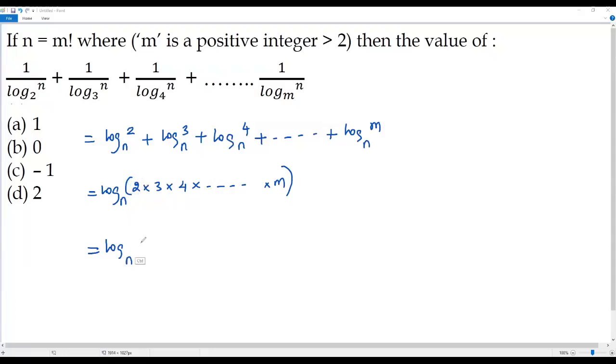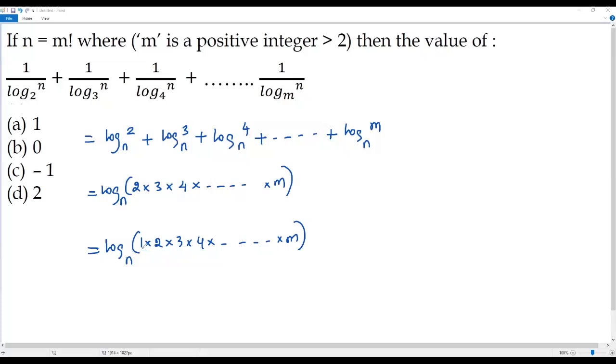In front of this 2, I just assume there is a 1 multiplied. There is 1 times 2 times 3 times 4, up to m. Since I've multiplied by 1, is there any change in the original? No, because even if I write 1 multiplied by 2, it still results in 2. So both expressions are equal in value. Here we have 1 times 2 times 3 times 4, up to m.